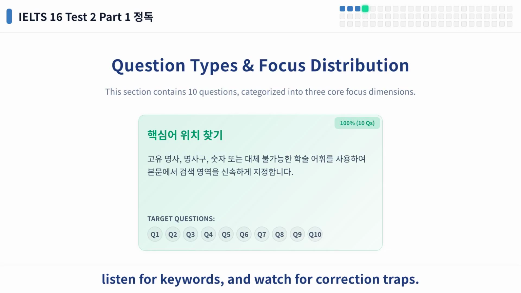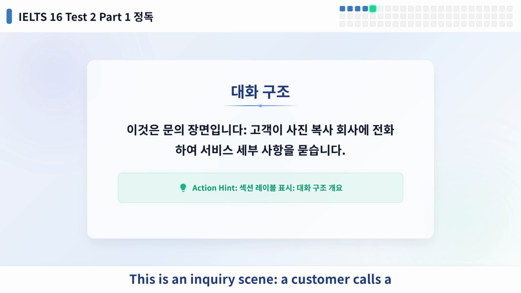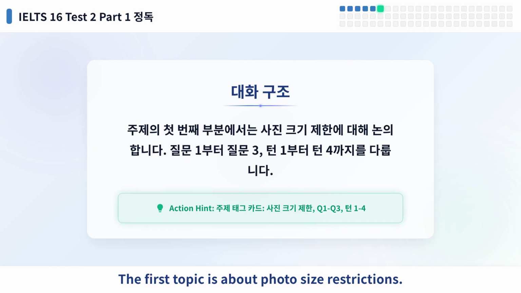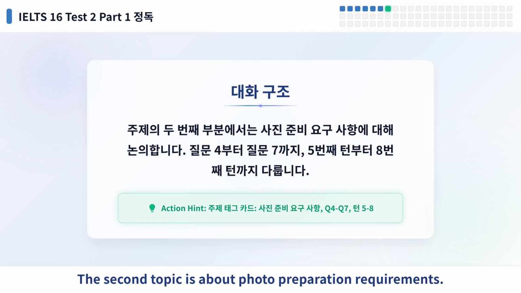This is an inquiry scene. A customer calls a photocopying company to ask about services. The first topic is about photo size restrictions. It covers questions 1 to 3, from turn 1 to turn 4. The second topic is about photo preparation requirements. It covers questions 4 to 7, from turn 5 to turn 8.